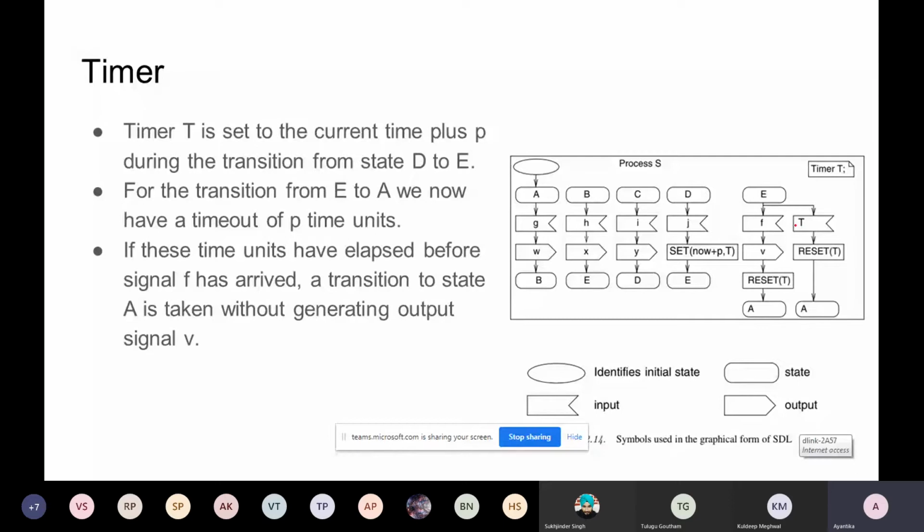Handling of timers. It is shown how you can handle timers. Timers are basically incorporated here based on set and reset functions. You can see this is a timer and there are set and reset functionalities. For set, what is written, I think you can see, set now plus P. That means from now you are setting some P seconds or P time units. So this is how you are setting up the time units. Reset is straightforward. There is no concept of adding some time units.